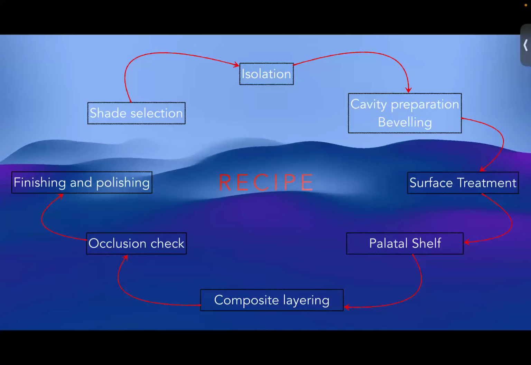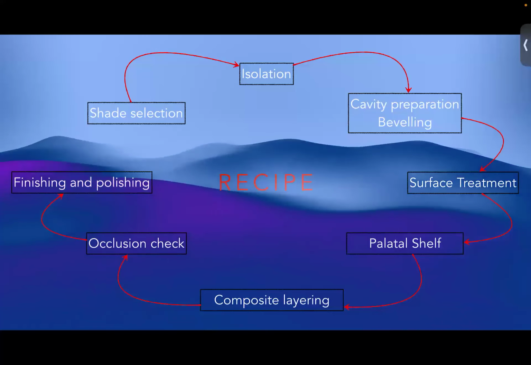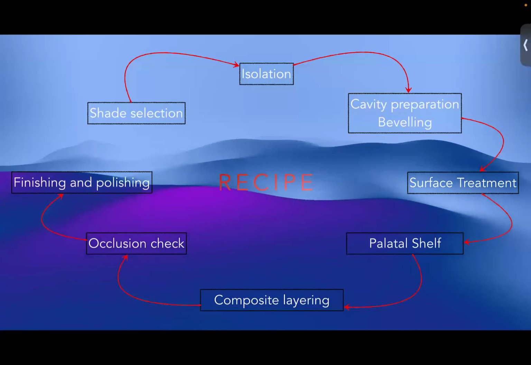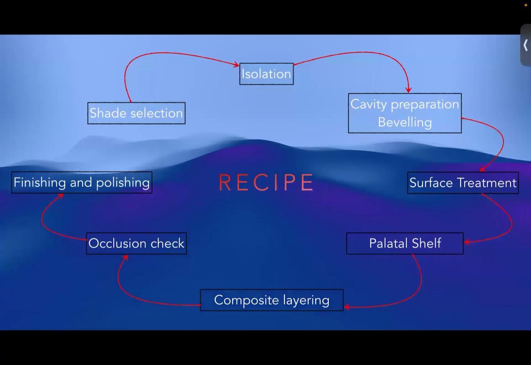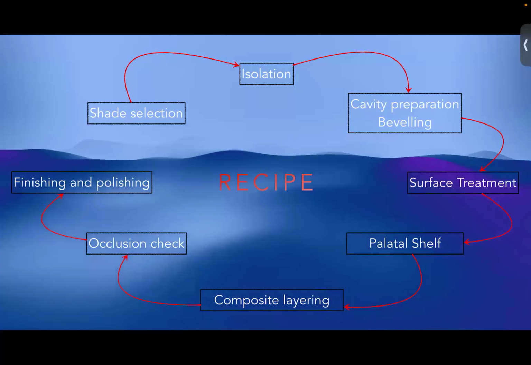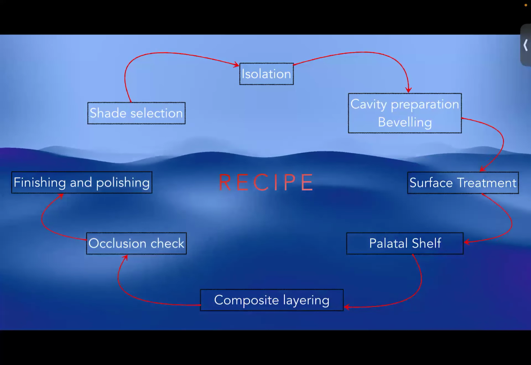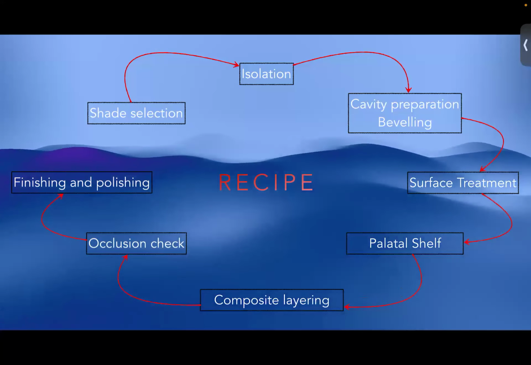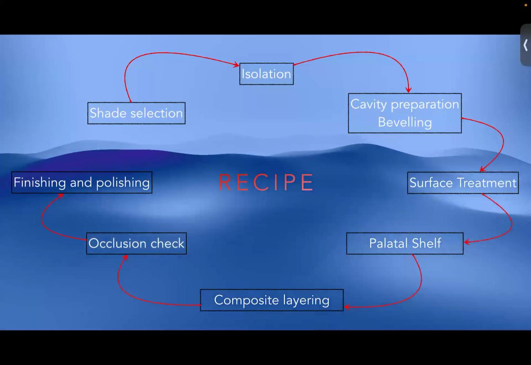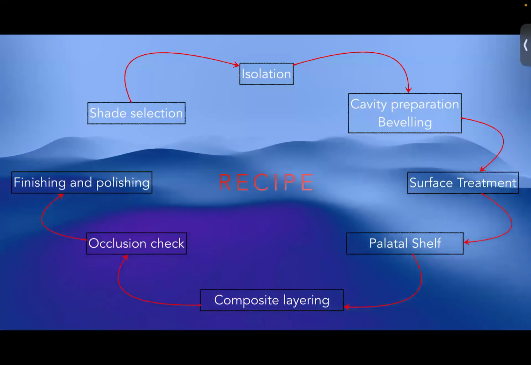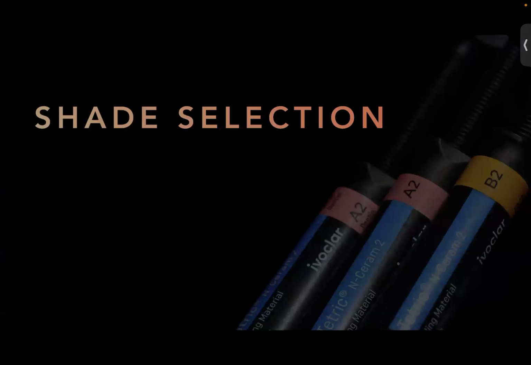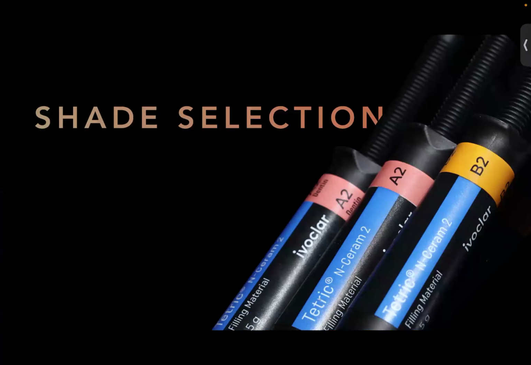The second is isolation. Third is beveling or cavity preparation. After that, we do surface treatment, then palatal shelf, followed by composite layering, occlusal check, and finally finishing and polishing. Okay, so this is my personal recipe, and we are going to learn composites in this very manner, starting with shade selection.